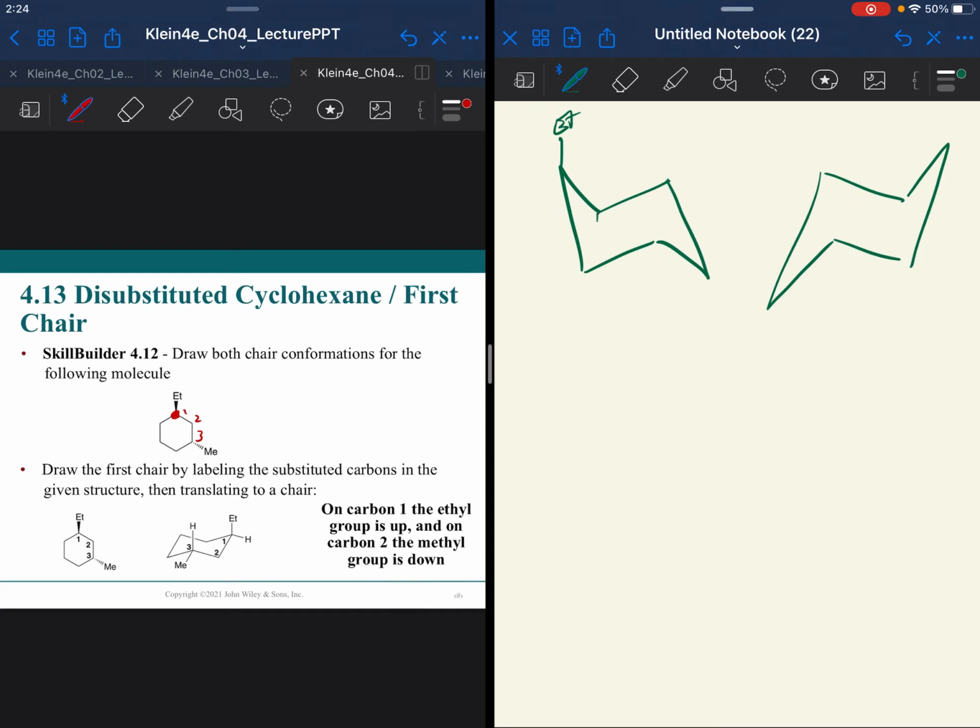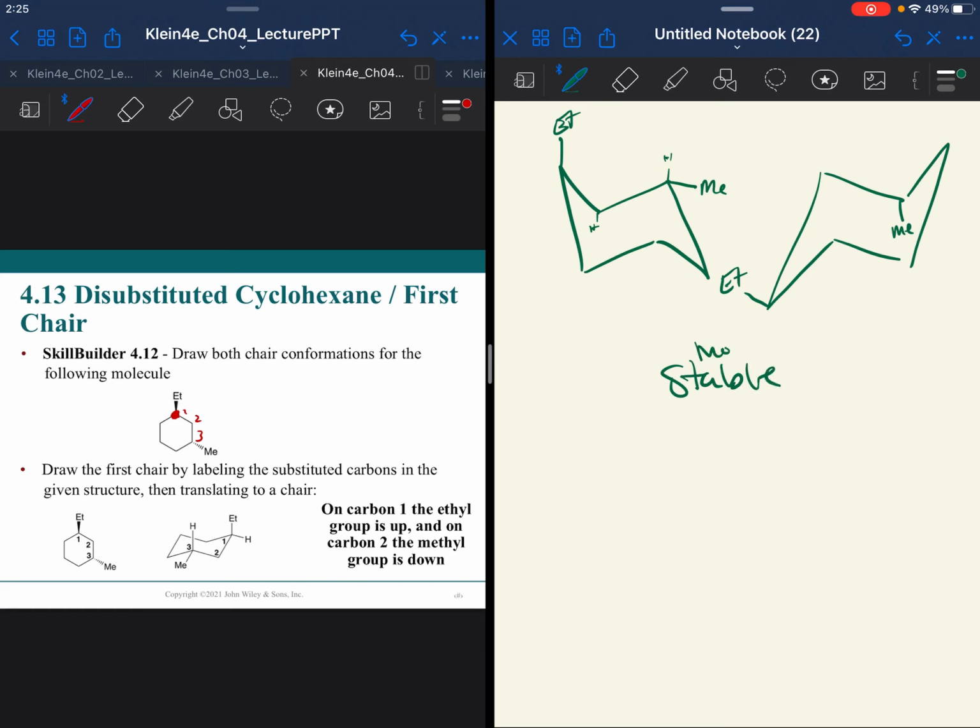I know it's going to be down axial, up axial on carbon 3. But my methyl group is going down, right? It's going away. It's on the other side of the room. So down is actually going to be equatorial, right? These are just little hydrogens that I'm just marking out their location. When I do the ring flip, the ethyl was up axial. Now it's going to be up equatorial. The methyl group was down equatorial. Now it's going to be down axial.